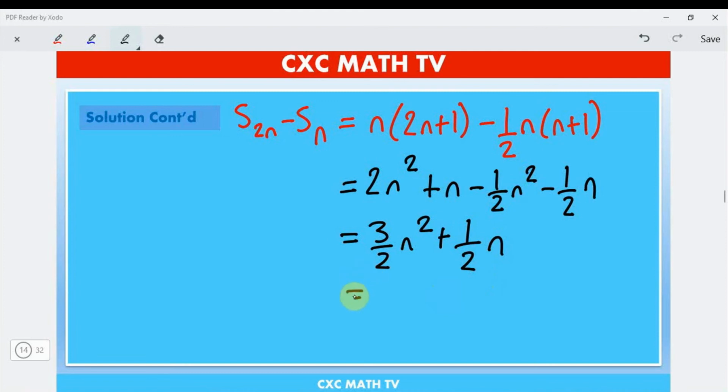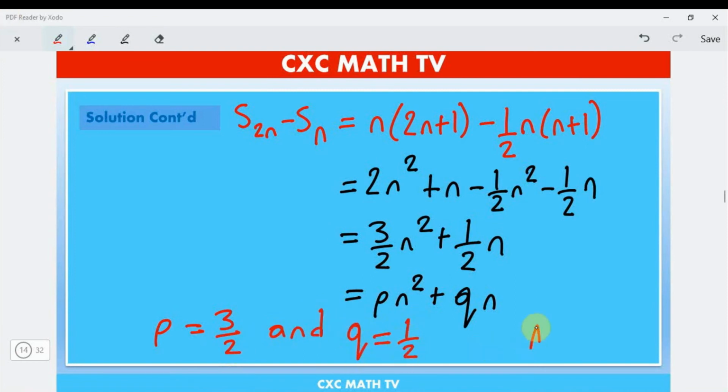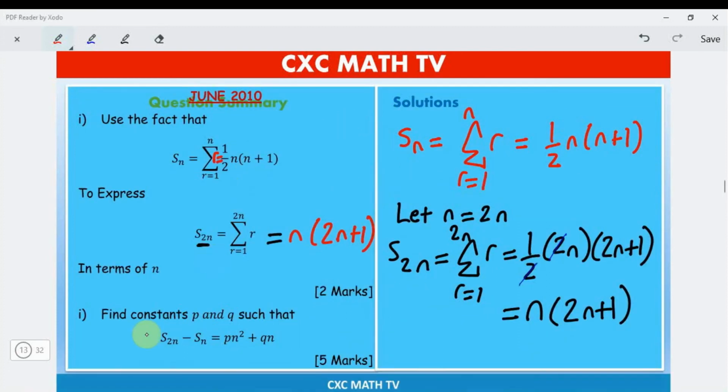And if you're equating this to Pn squared plus Qn, in other words, we're saying that P is equal to 3 over 2 and Q is equal to a half. Wow! That's your answer. P is 3 over 2 and Q is equal to a half. So P equal 3 over 2, Q equal a half. That's really nice, right? That's lovely.